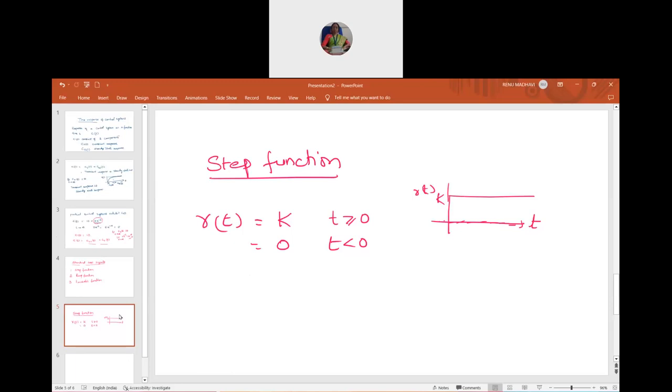Then if, say, k is equal to 1, we say r of t is equal to 1 for t greater than or equal to 0 and is equal to 0 for t less than 0, which is called unit step. If the magnitude is 1, we say it is unit step. Otherwise, it is not unit step, and it can have a value k. K can be anything.